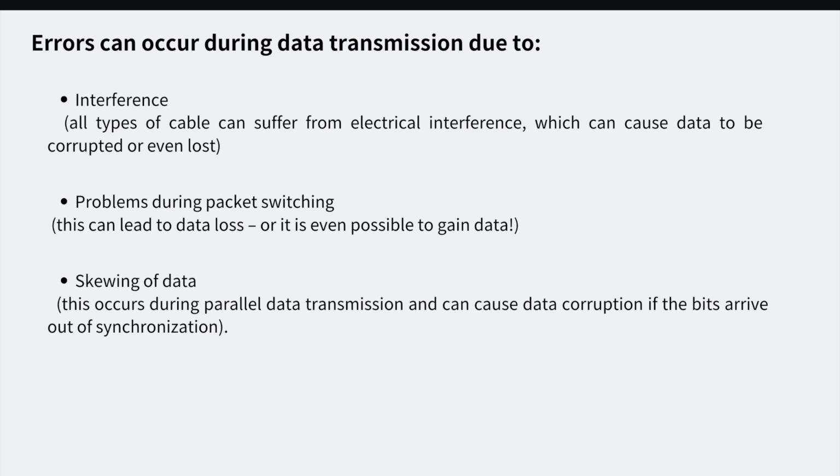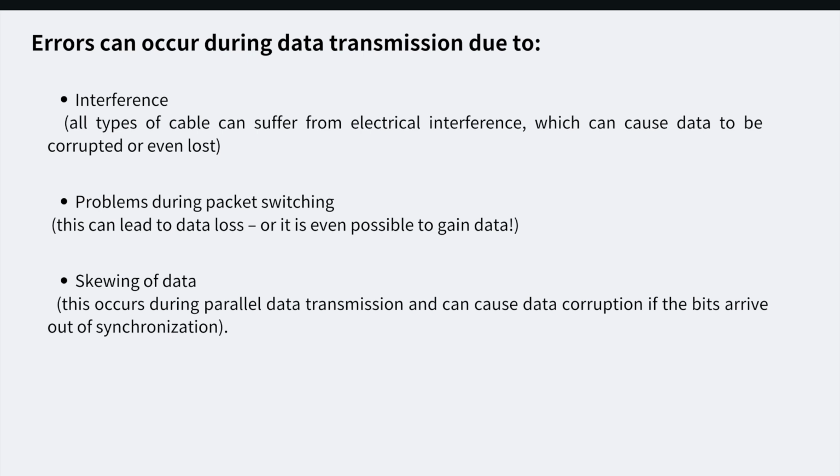Errors can occur during data transmission due to the following three reasons. The first reason is interference. All types of cable can suffer from electrical interference, which can cause data to be corrupt or even lost.